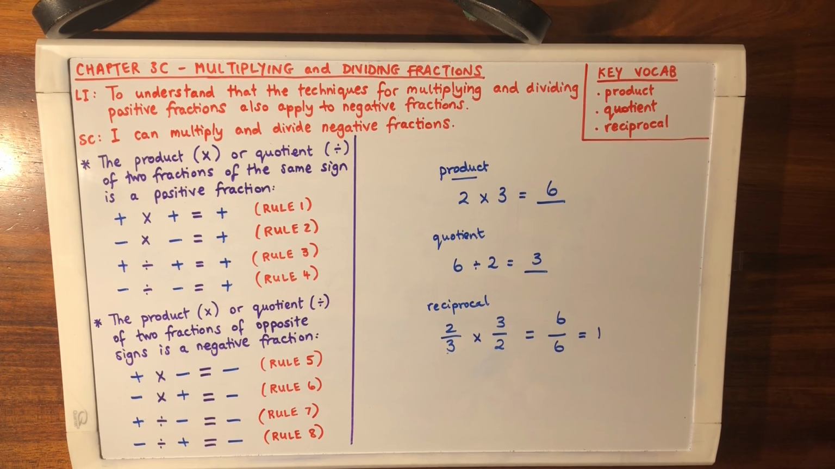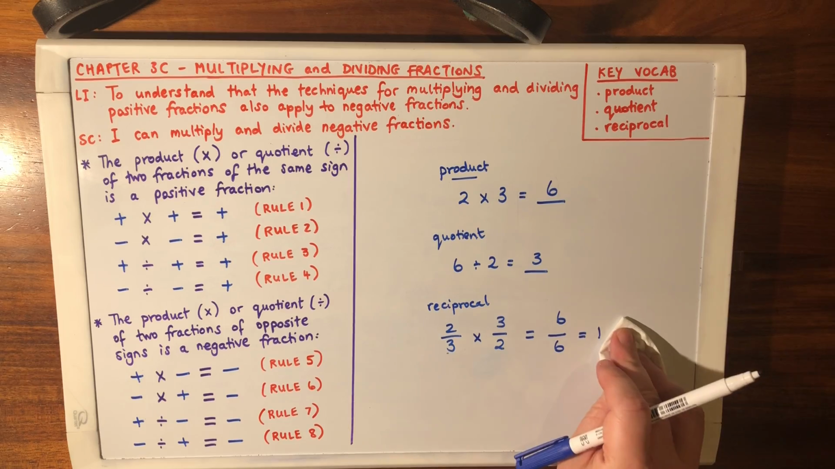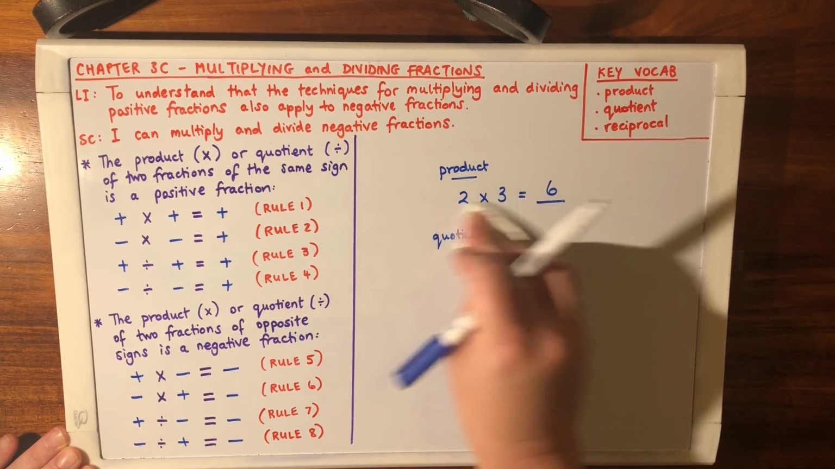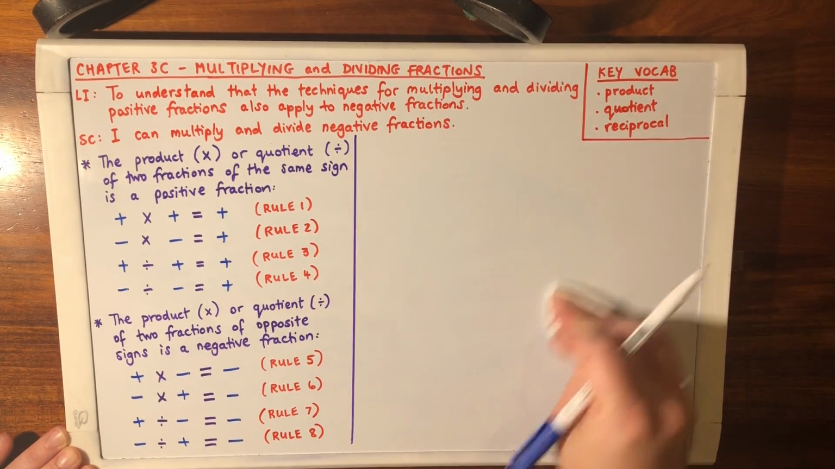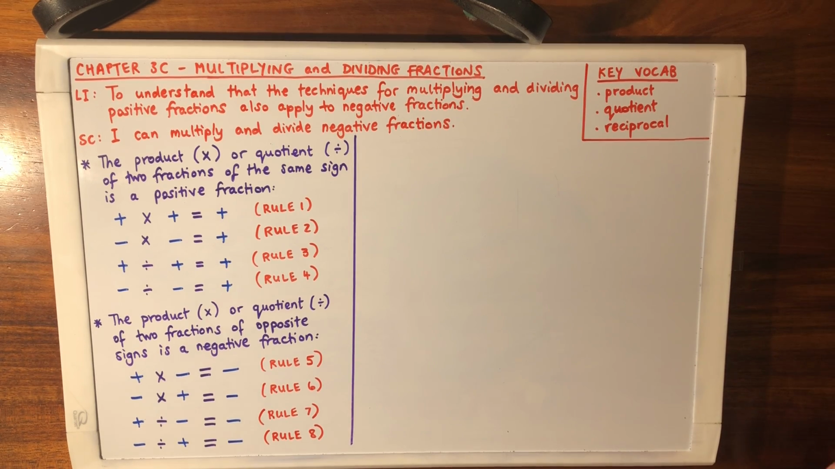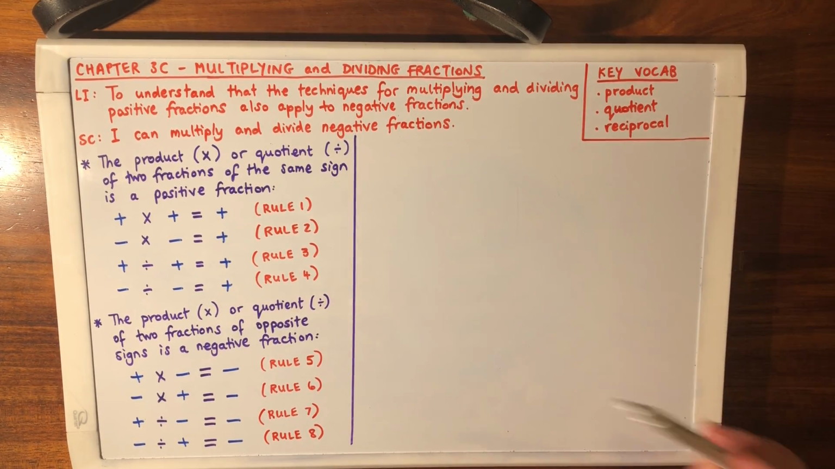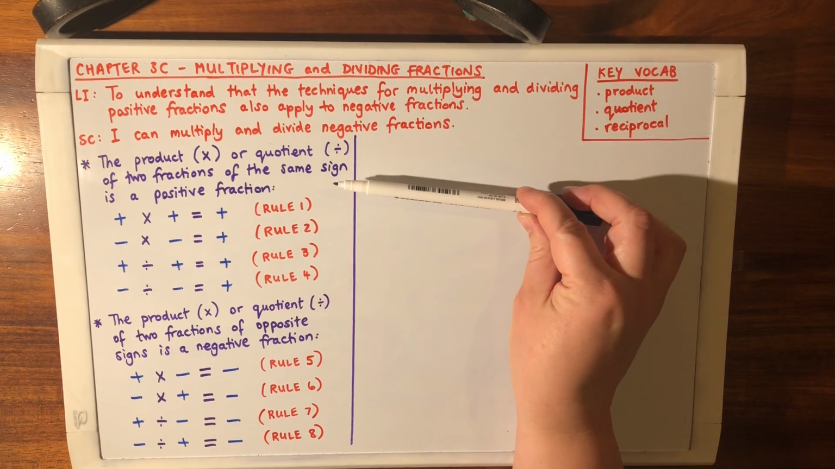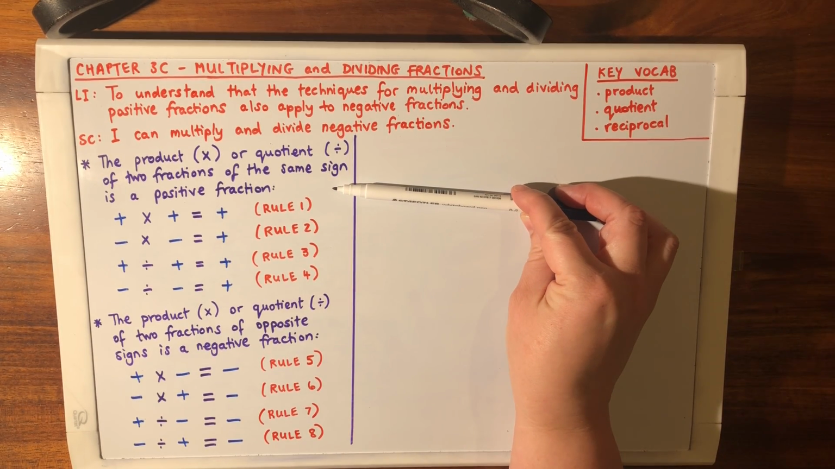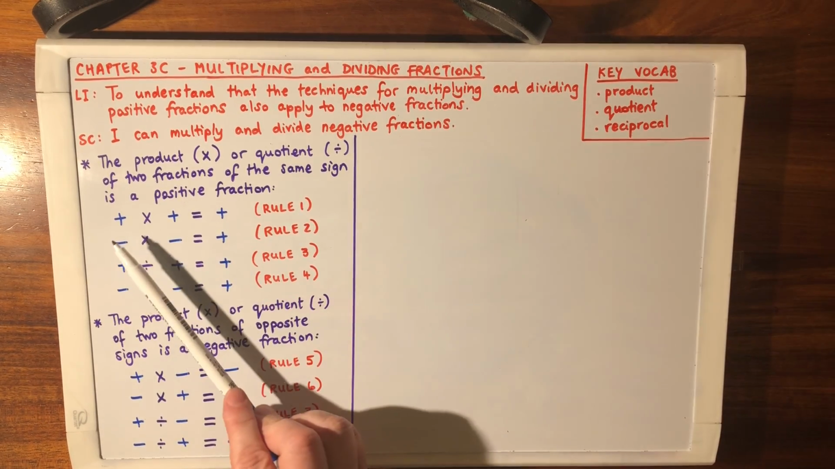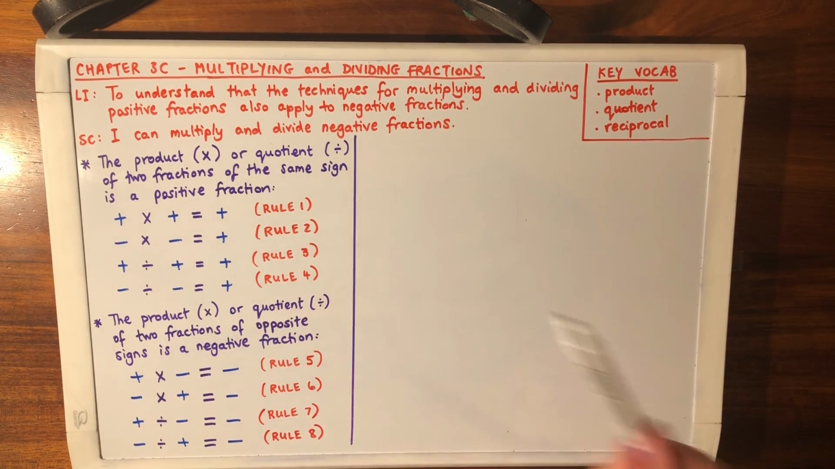There's 8 rules to go through to work out how to multiply and divide negative fractions. Now, we've seen these rules earlier in Chapter 1, and they do apply not only to integers but to fractions as well. So our first set of rules, rules 1 through 4, is when the fractions are of the same sign. So either they're both positive, or they're both negative.